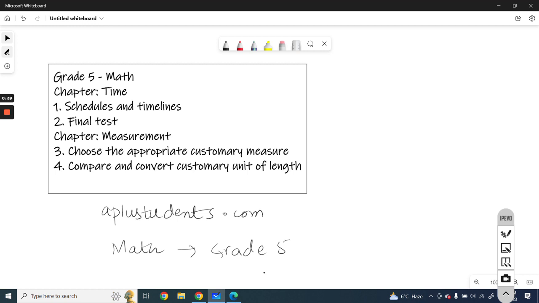So let's just start with the chapter time. The lessons we're going to do today are schedules and timelines. Then we'll do the final test of the same chapter. We're going to start with a new chapter today, that is measurement, and the lessons are choose the appropriate customary measure, compare and convert customary units of length. Got it? So let's just start with the first lesson, that is schedules and timelines. Let me just write down the lesson name on the board.